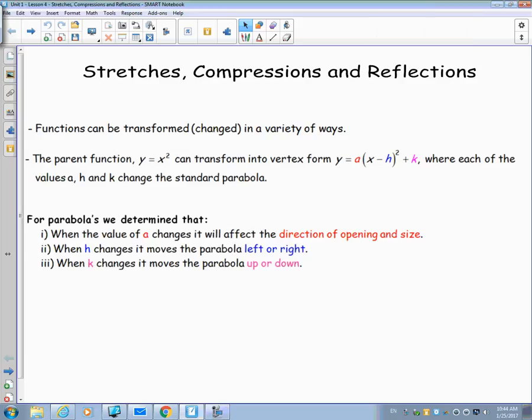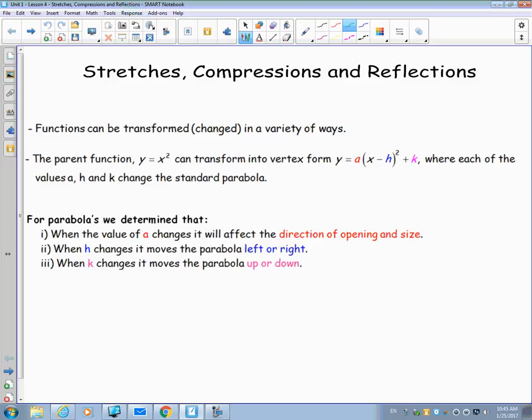So this lesson is a two-part lesson. We're going to do this over the course of 2 days. We'll start it in the first day and we'll finish the rest of the lesson the second day. There's a lot of content in here and just too much to cover in one day. So today we're going to look at how functions can be transformed, how they can be changed.